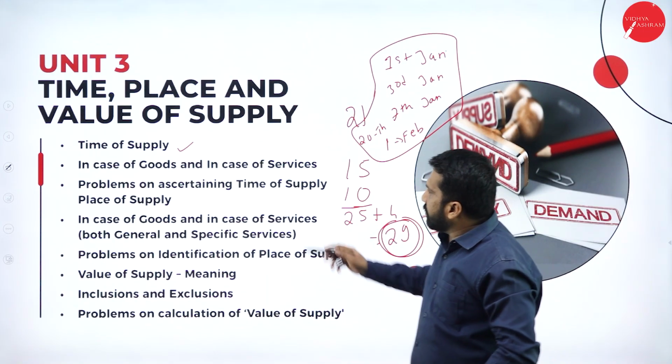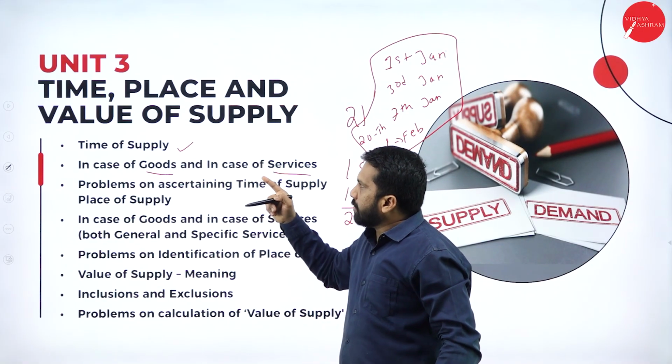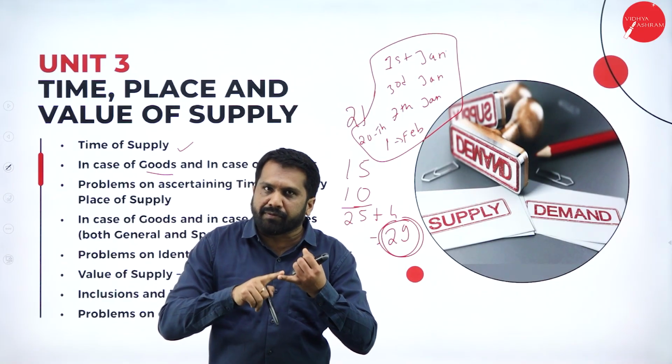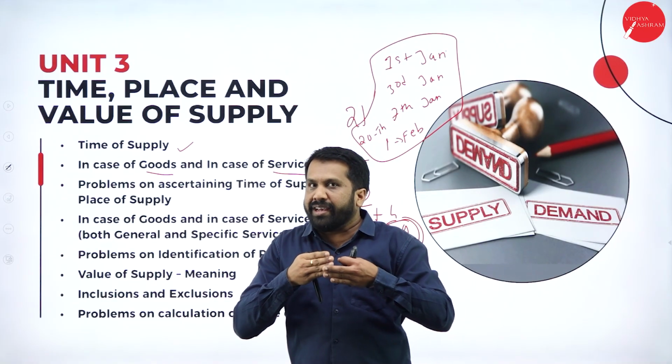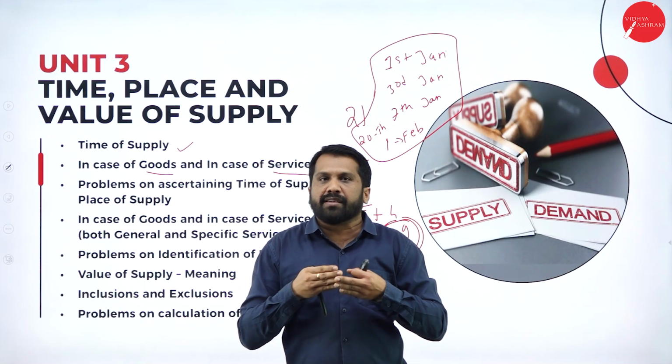In case of goods and in case of services, in this also there are two types. For time of supply, there are two types of supply: one is in the form of goods, the other in the form of services. I don't go in depth because if I tell everything here, there would be no need of doing that particular unit itself.